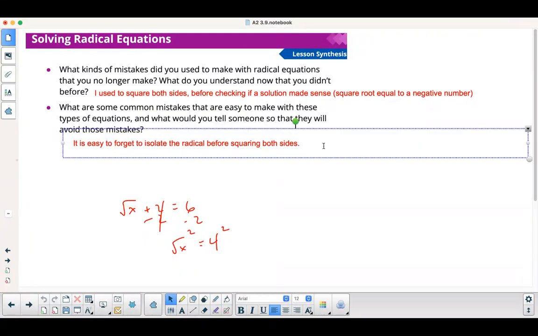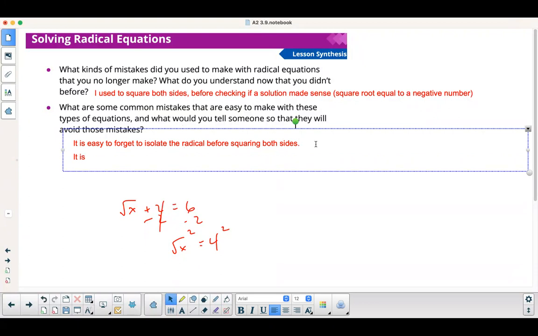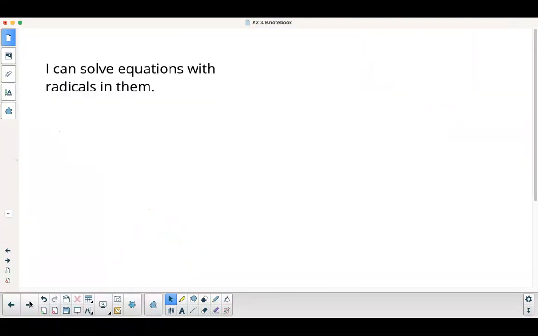Another thing would be, it is easy to forget to check your answer for extraneous solutions. A lot of times with these radicals, you can have solutions that look like they work, but they don't when you plug them back in. So always plug everything back. All right, so our goal, I can solve equations with radicals in them. Hopefully you feel like you met that goal.